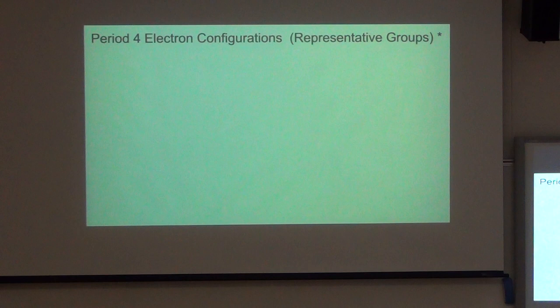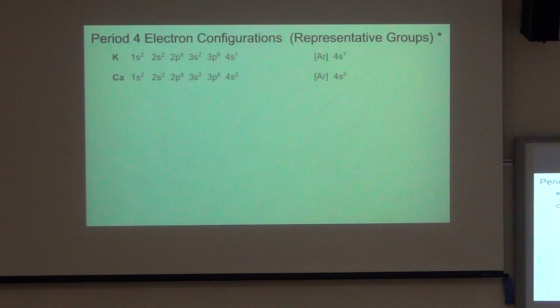We're going to go to the fourth period, because the fourth period is a little bit different. The first element after we get done with our noble gas of argon on the third period is potassium. That doesn't look any different. Calcium should also be familiar. But, like I said, we're looking at the representative groups on the periodic table. The fourth period has those transition metals in it. Some of the D block is present now.